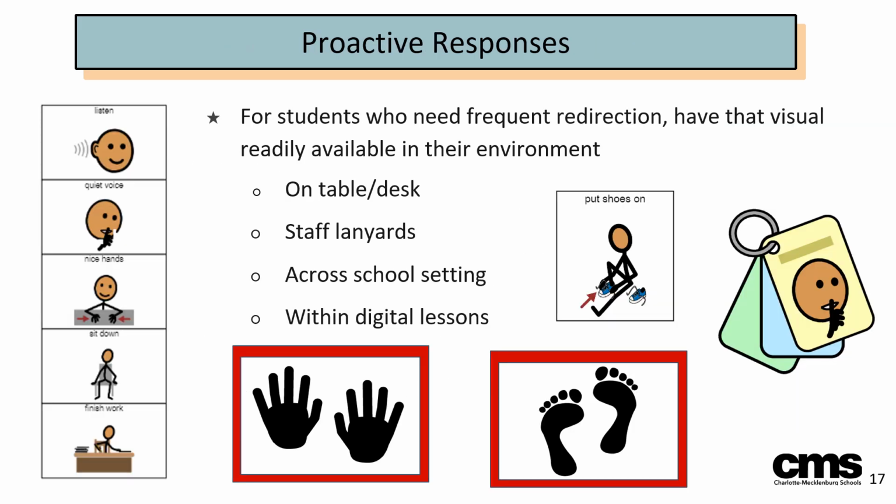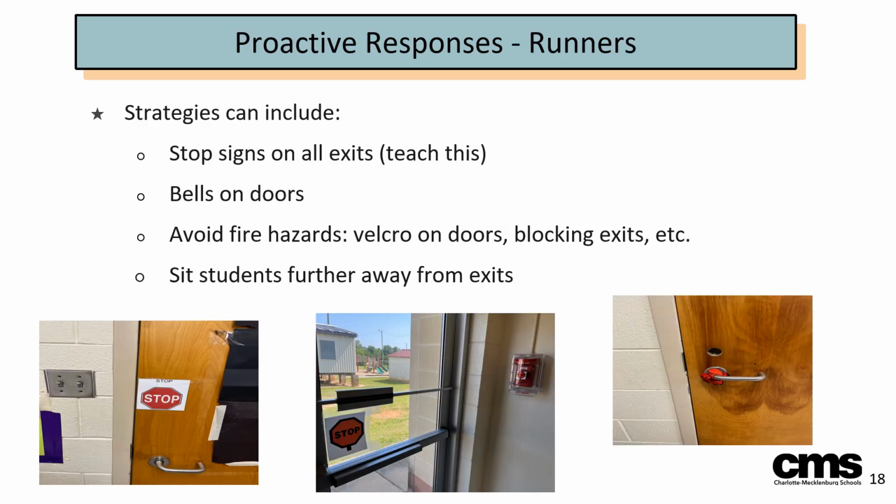For students who need frequent redirection, have that visual readily available in their environment. This could be on their table or desk, on staff lanyards, across the school setting in multiple classrooms, within digital lessons. If you have a student who is a runner, strategies can include stop signs on all exits that you would teach as well, bells on doors.